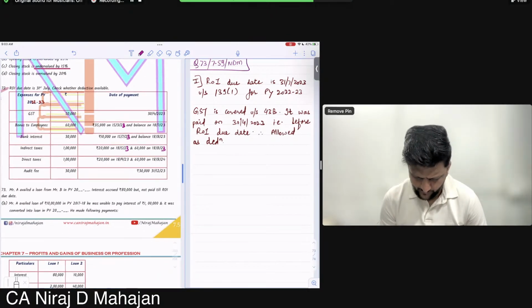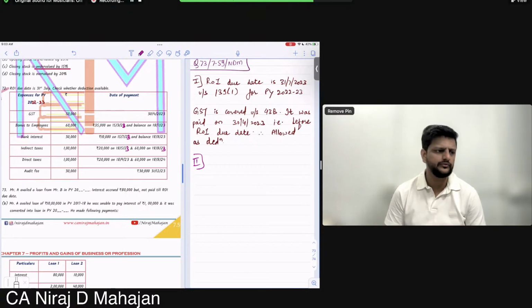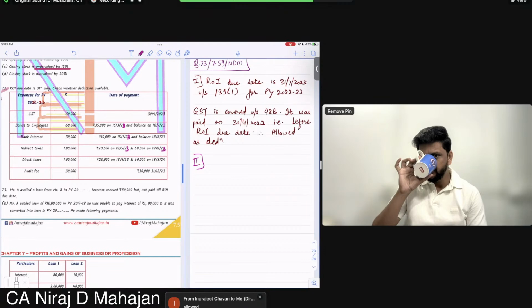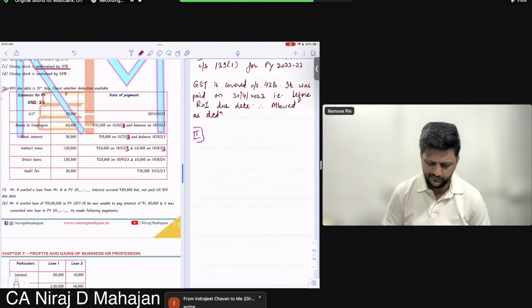Second one. Bonus to employees, 60,000 payable. Out of that, 35,000 paid on 15th March itself. And balance on 18th July 23. Tell me, allowed or not allowed? Entire amount allowed, disallowed, what do you think? Yes. Entire amount is allowed. Clear till here, all of you? Okay, Khushboo, Nitin, Mansi?